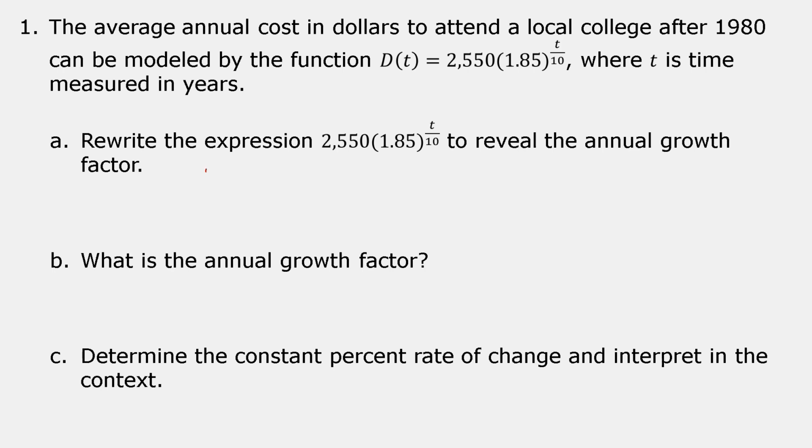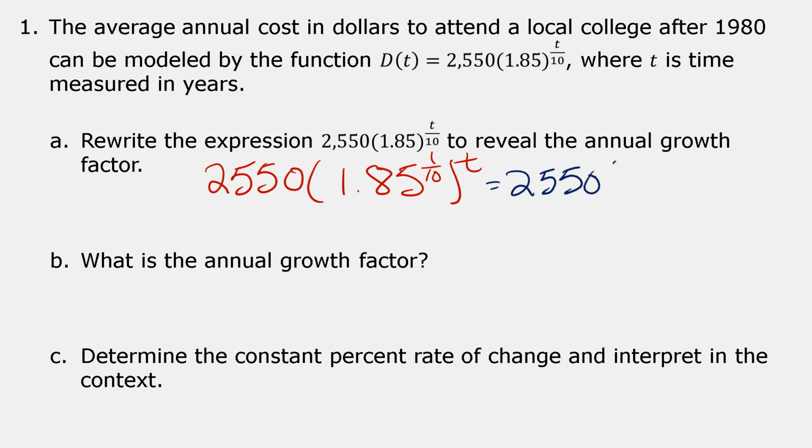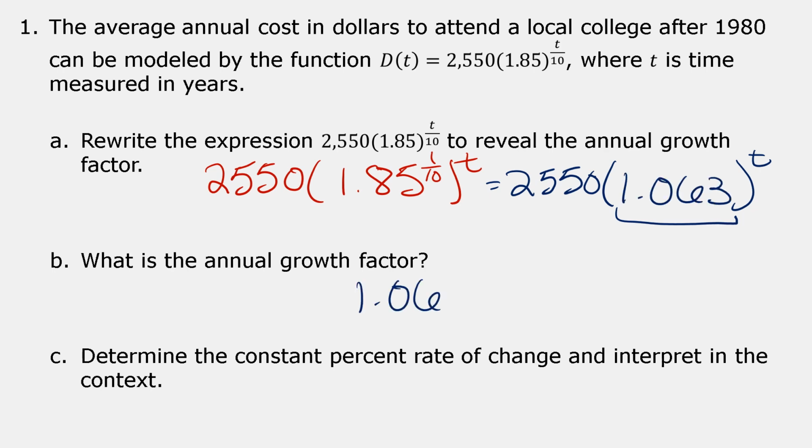Alright, so if we want to start rewriting this, so we got 2,550 times 1.85. We want to just raise it to the t. What's going to be my exponent that I need to raise 1.85 to? It's a fraction. 1/10. Yeah, we want to split that t up into 1/10 times t. So what's my new base going to be? Right here. It's my new base. When you plug that in, 1.063. So that 1.063 is our new growth factor.